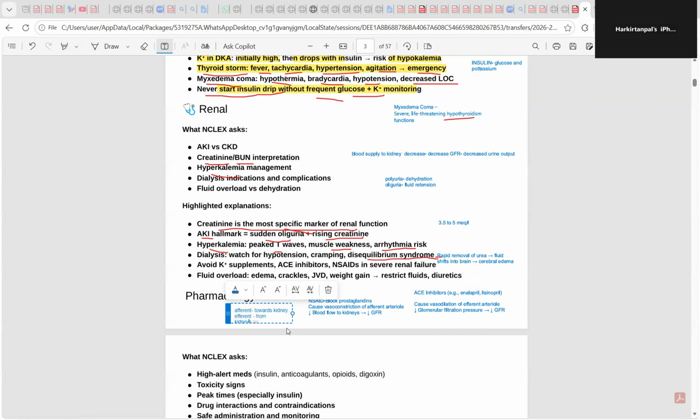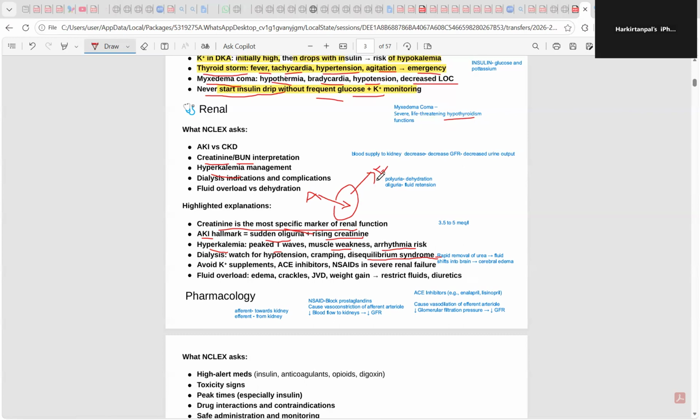I will draw one picture. See, this is the kidney. The vessel where blood is coming towards the kidney is the afferent arteriole. Understood? Whatever arteries emerge from the kidney, that is the efferent arteriole. Just imagine that. If this blood vessel gets narrowed, what happens? The blood reaching the kidney decreases, which leads to decreased glomerular filtration rate.